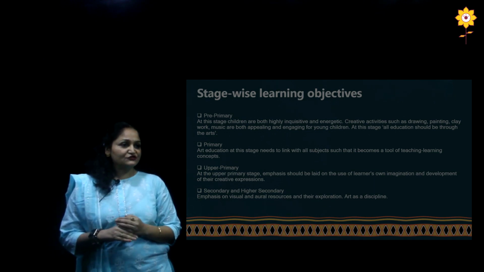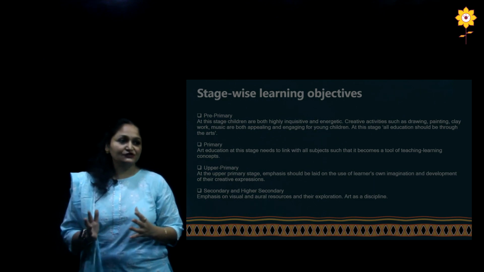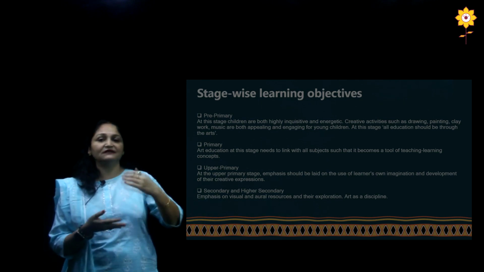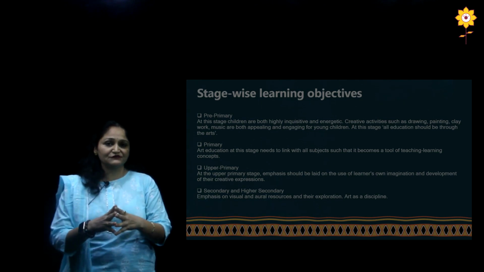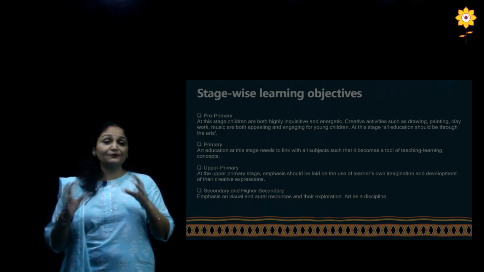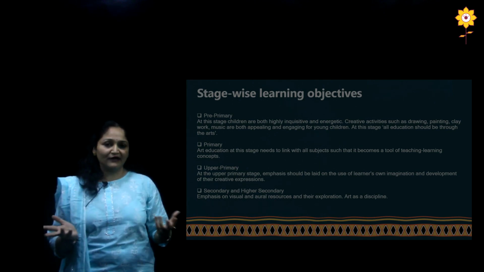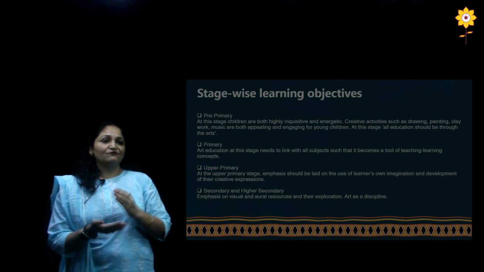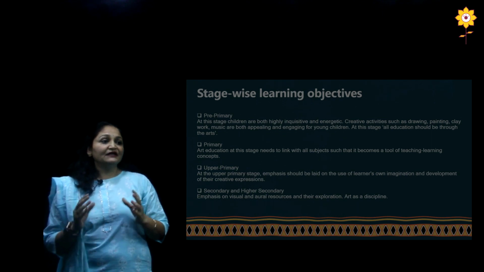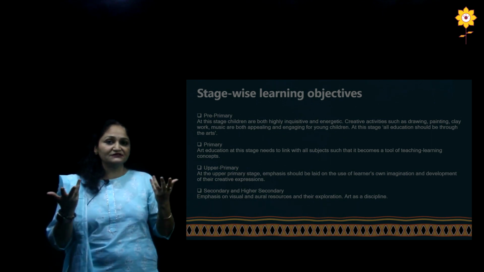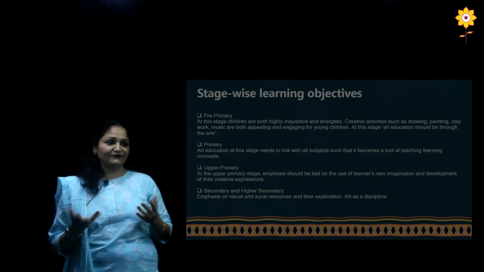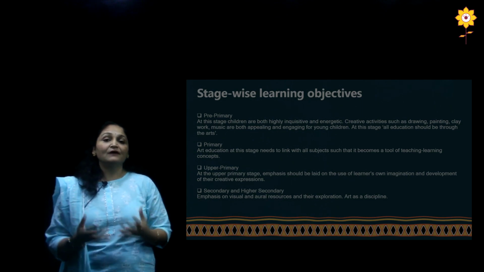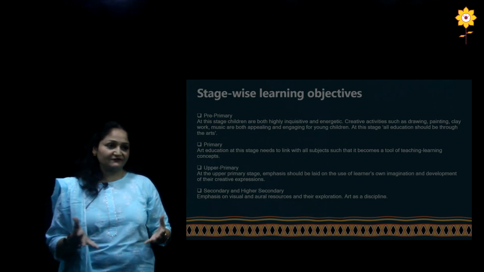At the primary stage, art education is linked to other subjects, like science, social science, literature, so that it becomes a tool for teaching learning concepts and makes concept learning more joyful and meaningful. For upper primary students, the main emphasis of art integrated learning is to enhance the learner's own imagination, skill, and the development of creative expression and self-expression by way of painting, drawing, puppetry.